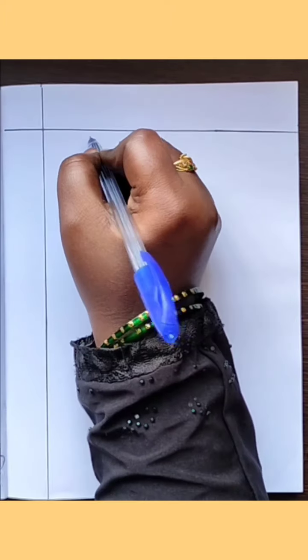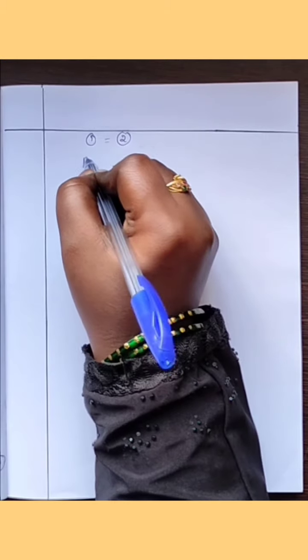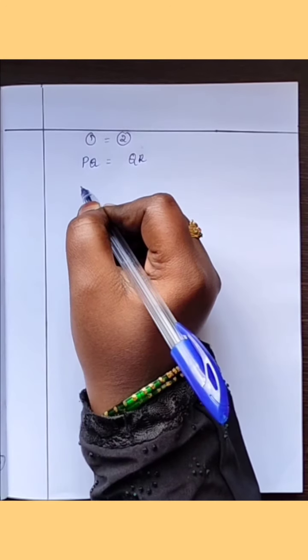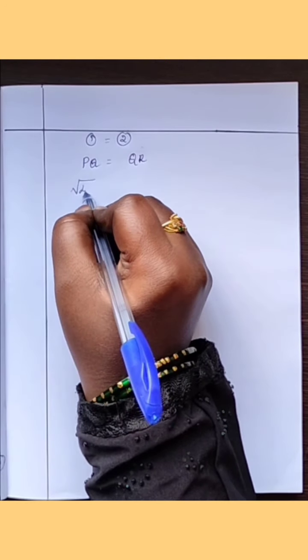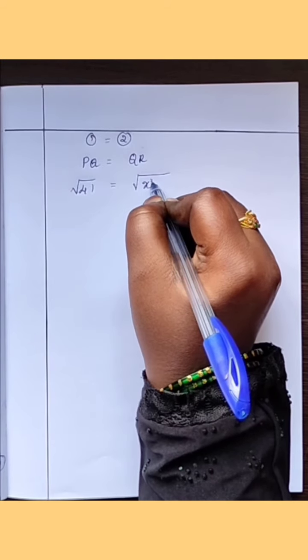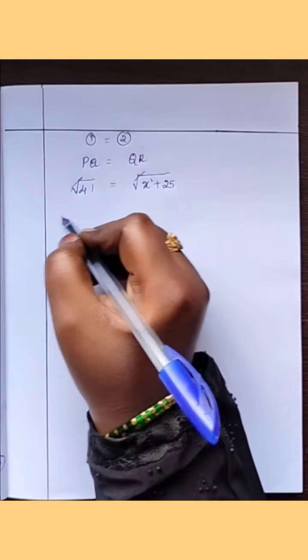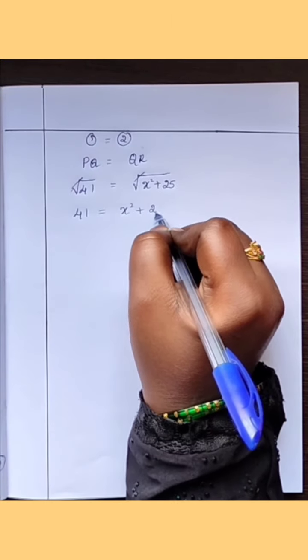In the question they have mentioned that Q is equidistant from the points P and R. So we can write equation 1 equal to equation 2. Equation 1 is PQ and equation 2 is QR. Now substitute the values of equation 1 and equation 2 here. PQ equal to root 41. Then QR is root of x square plus 25. Okay, the square roots get cancelled. Write down here: 41 equal to x square plus 25.